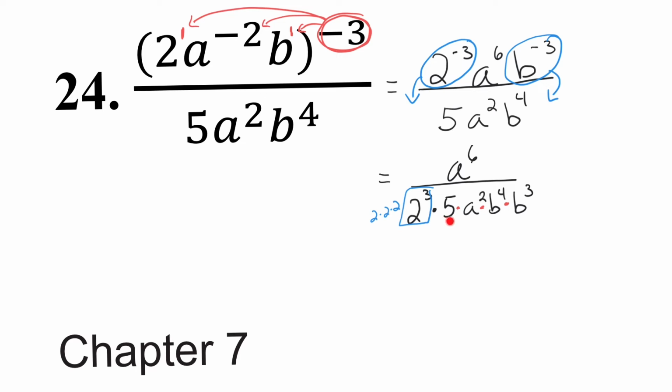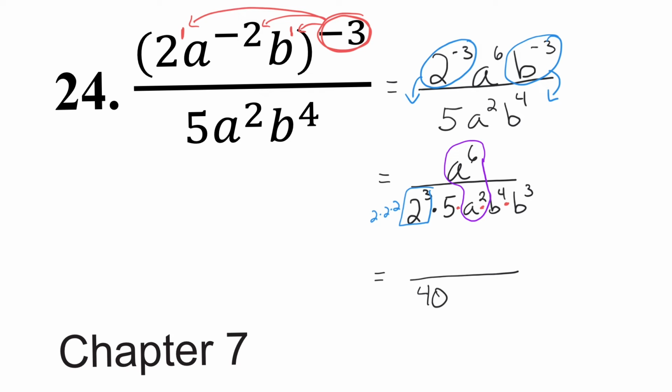And 8 times 5. So this equals 8, 2 times 2 times 2, which is 2 to the third, times 5. That's going to be 40. So on the bottom of the fraction, I'm going to keep the 40. Then I'm going to look at the a's. So I have an a to the 6, a squared. And the highest exponent is on the top of the fraction.